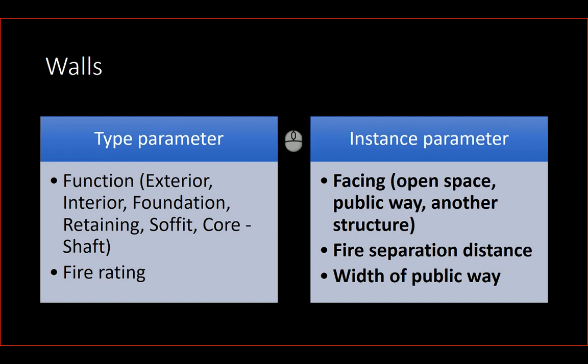Some of the parameters are built in, already in Revit. Those are in regular font or regular face, while we have added additional parameters that I'm going to show in boldface. So for walls, we already have a function parameter which defines whether it's an exterior or an interior wall, a fire rating parameter, but we've added instance parameters for facing because the building code is concerned whether the wall faces open space, public way, or another structure. Fire separation distance, because it's important whether an exterior wall, how far it is from a lot line, and width of public way because that also affects the provisions of the building code.